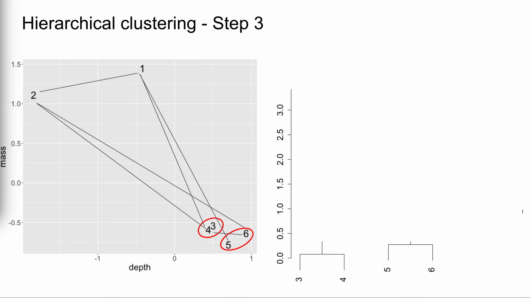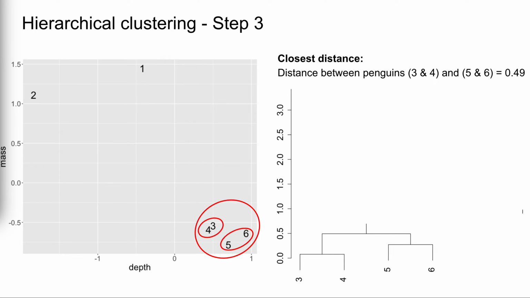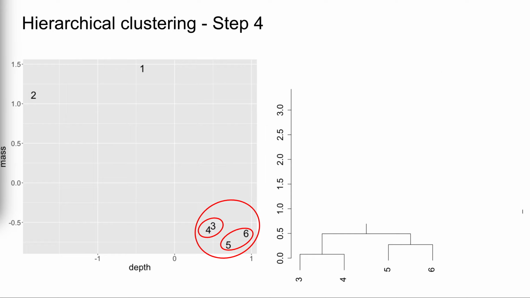Finally, examining all of the distances here, notice that our 2 clusters in the bottom right corner are the most similar to each other. Thus, we fuse these 2 clusters together into a single branch, or even bigger cluster. The height of this branch is 0.59, defined by the distance between the 2 clusters. Here, the distance of 0.49 between penguins 4 and 6. We now have 3 clusters: penguin 1, penguin 2, and the big cluster of penguins 3, 4, 5, and 6.